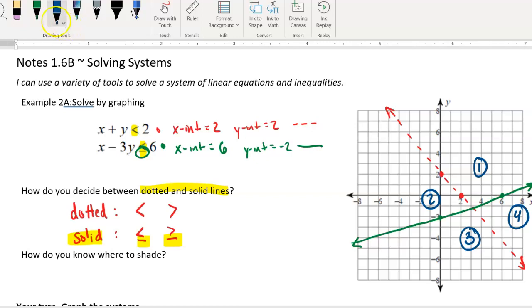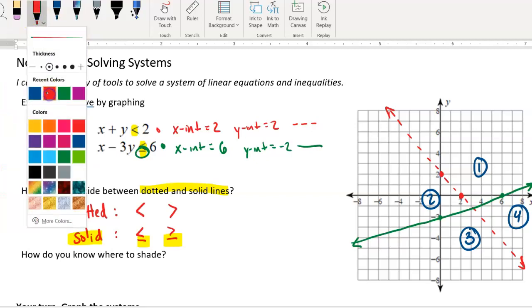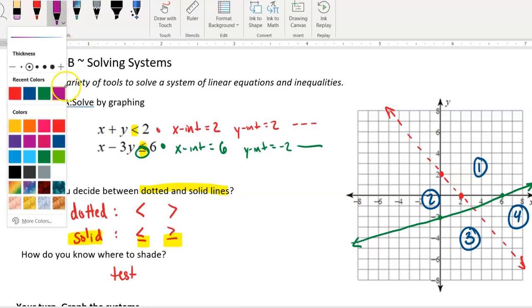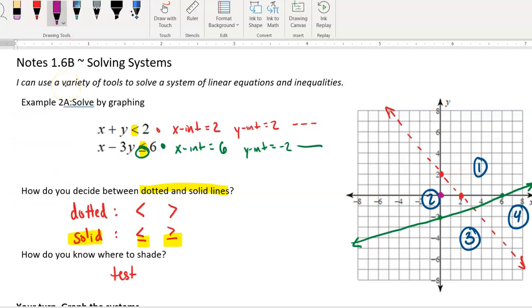Why? Well, let's look. First off, let's talk about testing points. What I'm going to do is test a point that's not on either of these two lines. And a really easy point to use would be the point (0, 0).